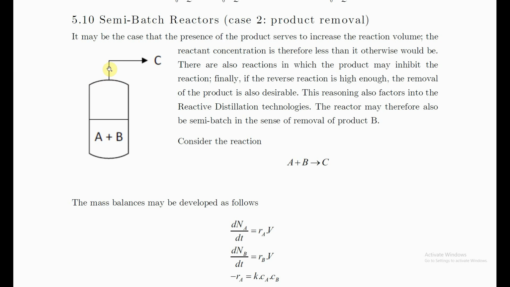So you might want to remove component C. There might even be an issue that if it's a reversible reaction, then C could denature and go back to A and B, and A and B would rejoin the liquid phase here. So there are lots of good reasons to operate a semi-batch reactor where we just remove component C. If we are constantly withdrawing component C, that reduces the likelihood it will return to A and B.